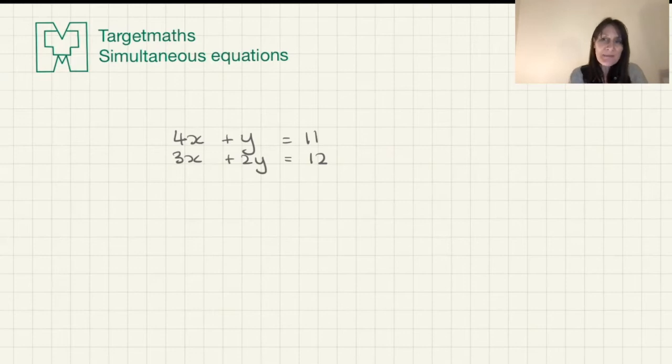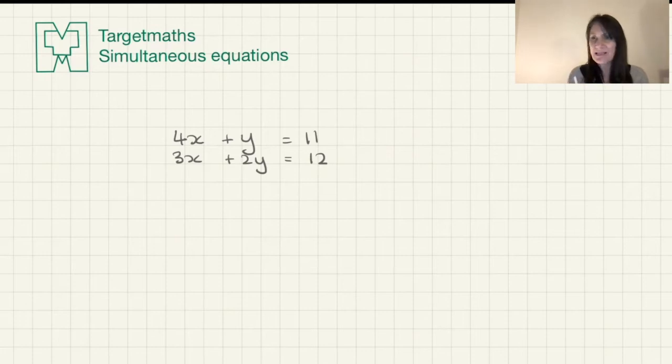We call them simultaneous equations because we are going to simultaneously, within our method, work out both the x and the y values. But actually we do cheat and we get rid of one of them so we can just concentrate on the other. And we do this using the elimination method. So we're eliminating one to concentrate on the other.